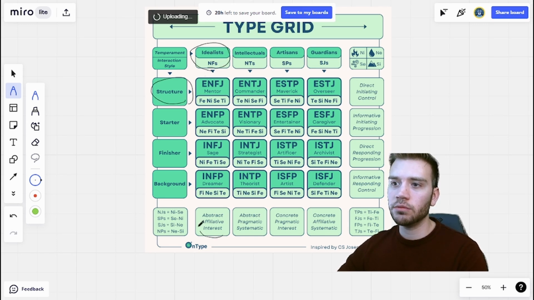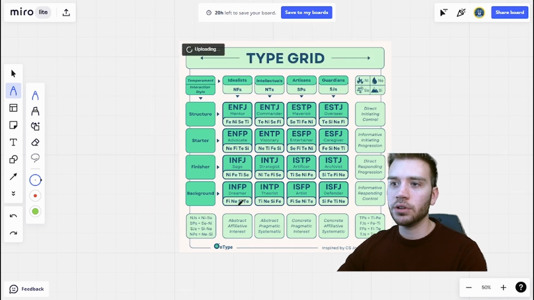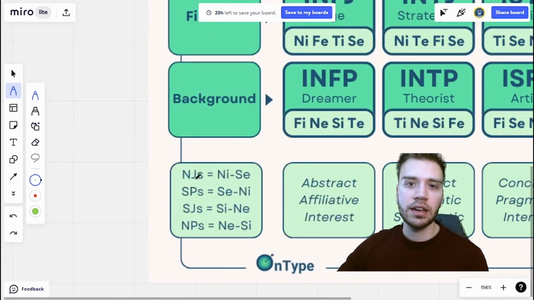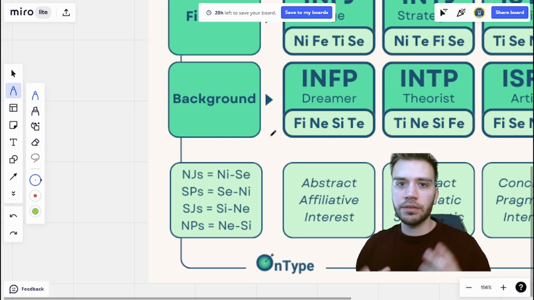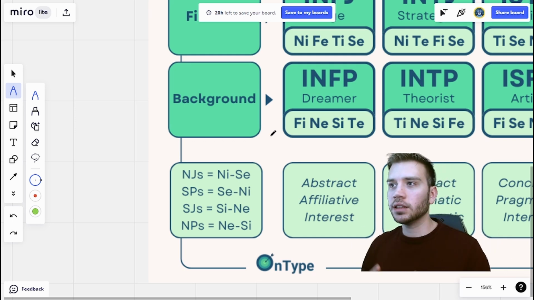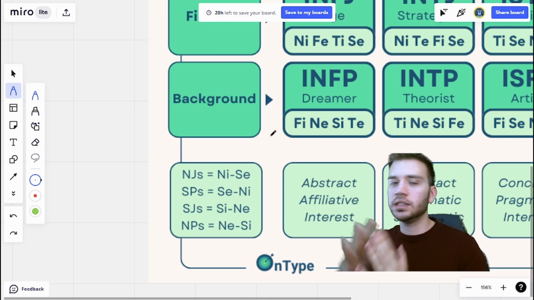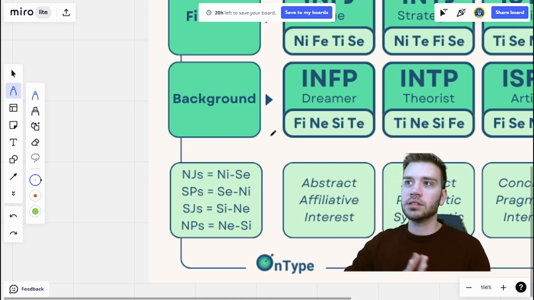So you can look right down there for your elements, and right here for your functions. And then we have little cheat codes around the type grid as well. So right down here, if you are an NJ and those are your letters, if you have friends who have the letters, that's a great starting point. That's where I started from. If you're trying to connect the letters to the temperaments, the interaction styles, the functions, we have some little cheat codes down here.